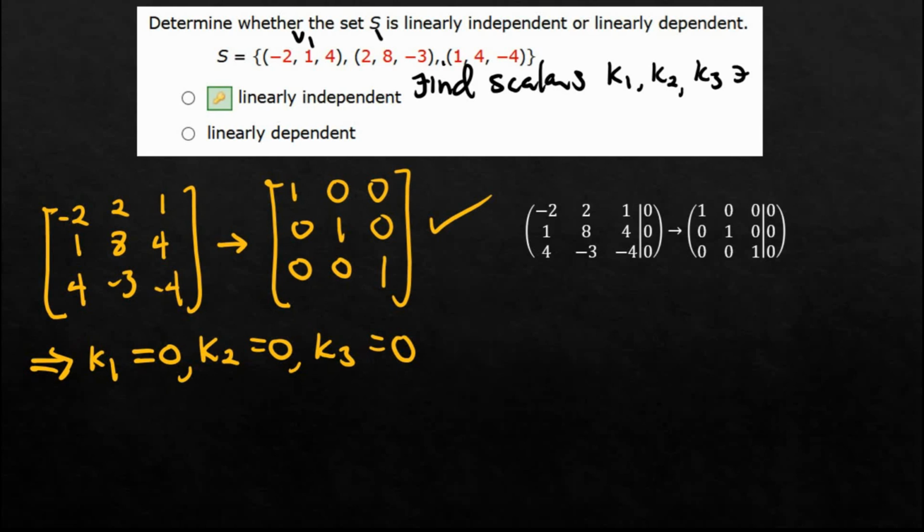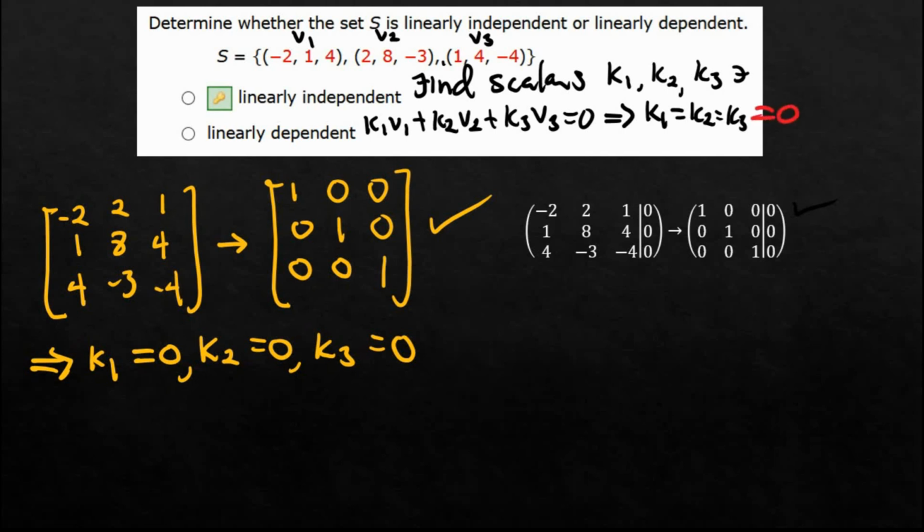Such that, okay, V1, V2, V3, such that K1 times V1 plus K2 times V2 plus K3 times V3 is equal to 0. And it does imply, because we just check. Check that in your graphing calculator. So can we find the scalars? And when we find them, are they all 0? Yes, they are.